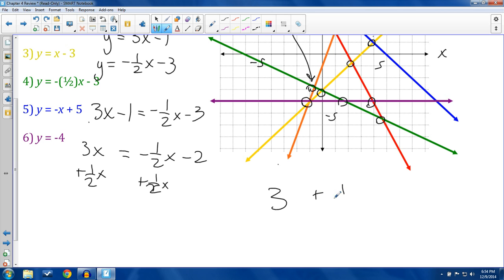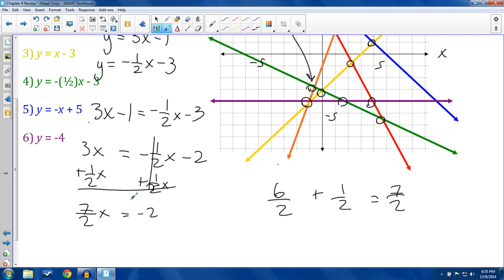3 plus 1/2 is what we're doing. 3 is 3 over 1. We have to find a common denominator. Multiply top and bottom by 2, and you will get a common denominator. You'll get 6 over 2. 6 over 2 plus 1 over 2 equals 7 over 2. So this now is 7 over 2 x equals negative 2.